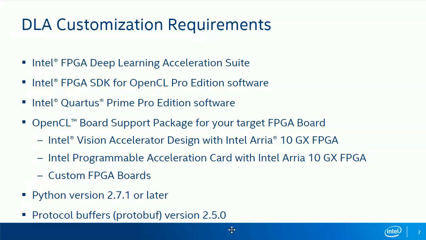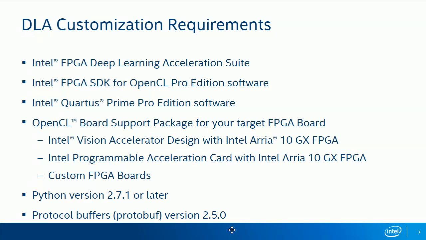Before we start, here are the software requirements to generate a custom DLA FPGA bitstream. First, you'll need the developer version of the Intel FPGA Deep Learning Acceleration Suite. This contains source code, Quartus hardware projects, scripts, and other tools needed in the compilation process. You'll need the Intel FPGA SDK for OpenCL Pro Edition, since the DLA FPGA project is built on top of the FPGA OpenCL infrastructure. In association with the OpenCL SDK, you'll need an OpenCL board support package for your target board. If you're using the Vision Accelerator Design or Programmable Acceleration card, then just download the appropriate board support package.